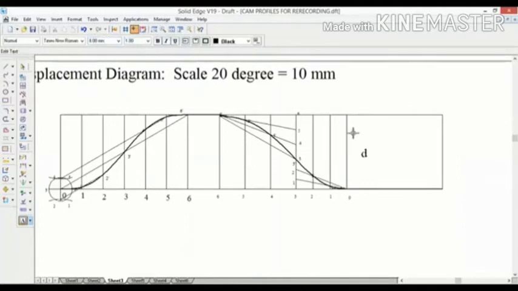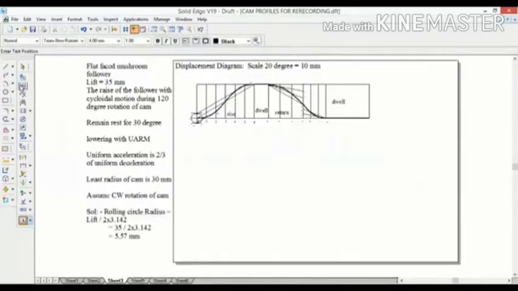So this gives us: this is dwell, this is return stroke, this is also dwell, and this is rise, outstroke. This completes the displacement diagram. Let's move on to the cam profile.